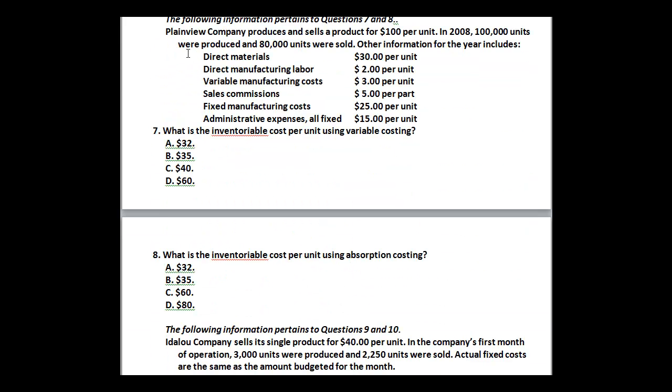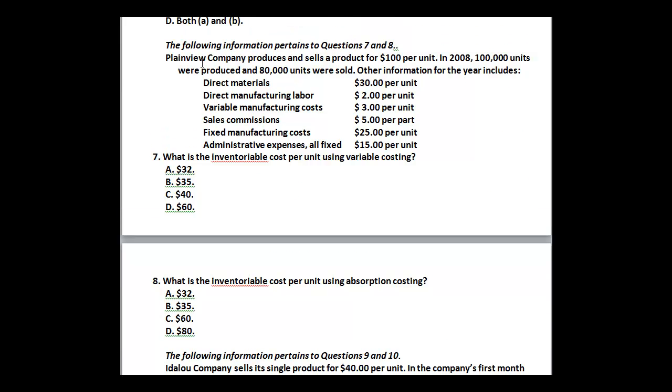For the next couple of questions, we'll use the following information. We have a company that produces and sells a product for $100 a unit. 10,000 units were produced, 80,000 were sold. This gives you some information. Question number 7, what is the inventoriable cost per unit using variable costing? So it's just asking you for your product cost per unit under variable costing.